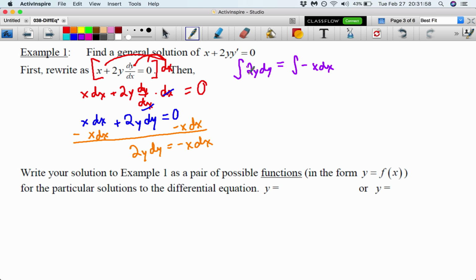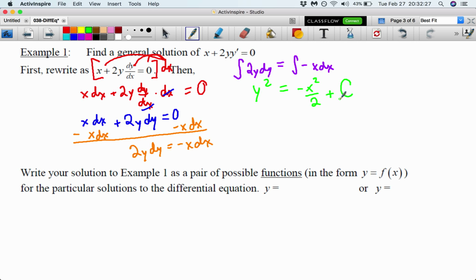Over here, the integral of 2y dy, and this integral should both be doable. Why don't you try it right now? 3, 2, 1, go. Did you do it? All right. 2y should have been y squared equals negative x squared over 2 plus c.